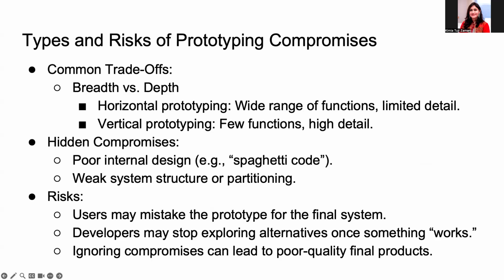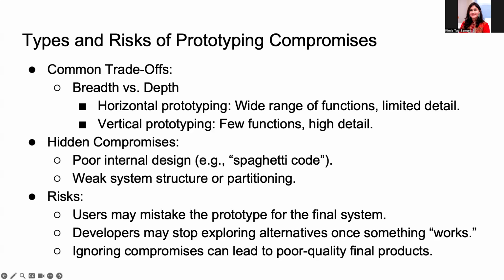So, in prototyping, one of the most important trade-offs is deciding between breadth and depth. Horizontal prototypes provide a broad overview of system functions, but only at a surface level. Vertical prototypes, on the other hand, explore a few functions in great depth, showing detailed interaction and behavior. Designers must choose between these approaches depending on what they aim to test or demonstrate.